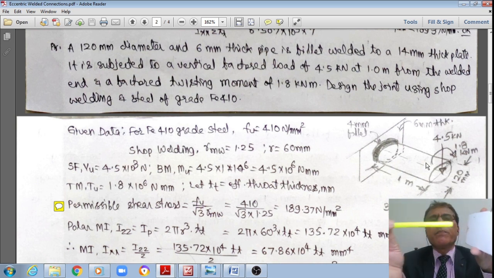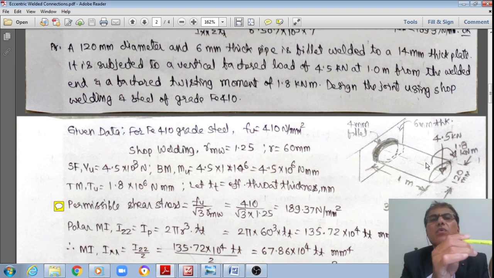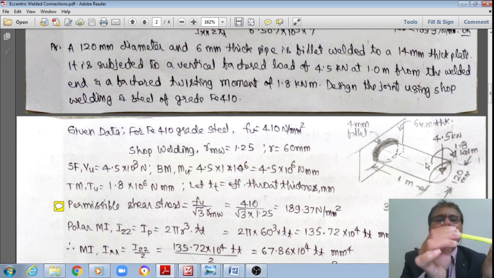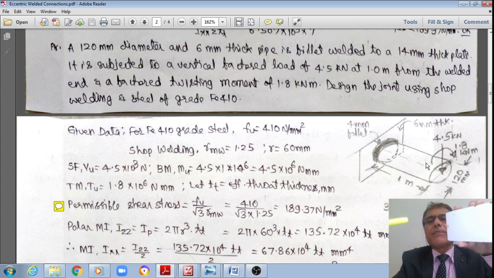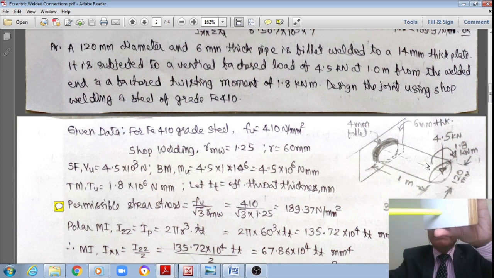A round circular tube, whose thickness is equal to 6 mm, is to be connected by a fillet weld to a 40 mm thick gusset plate, like this. I'm just showing this 3D view, right?